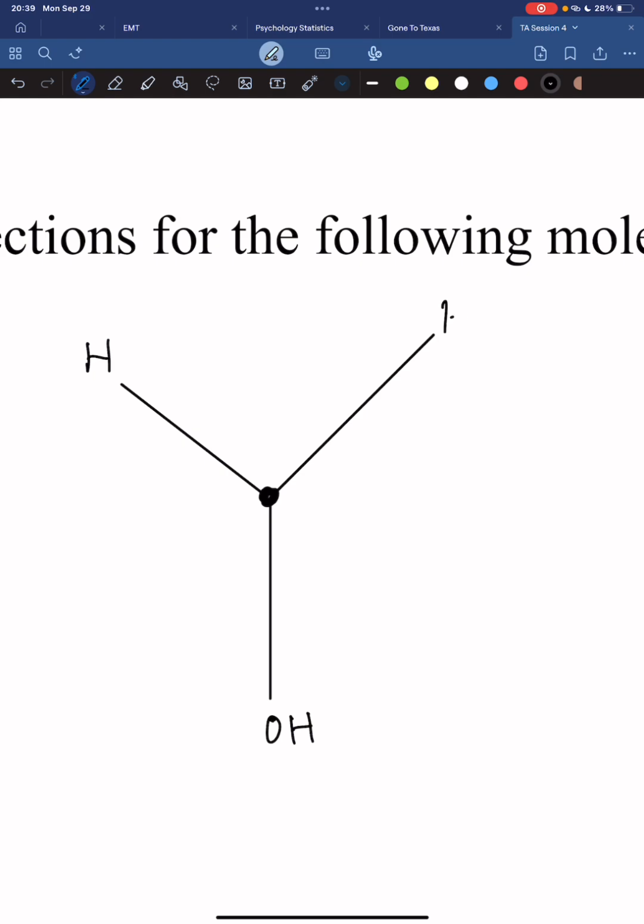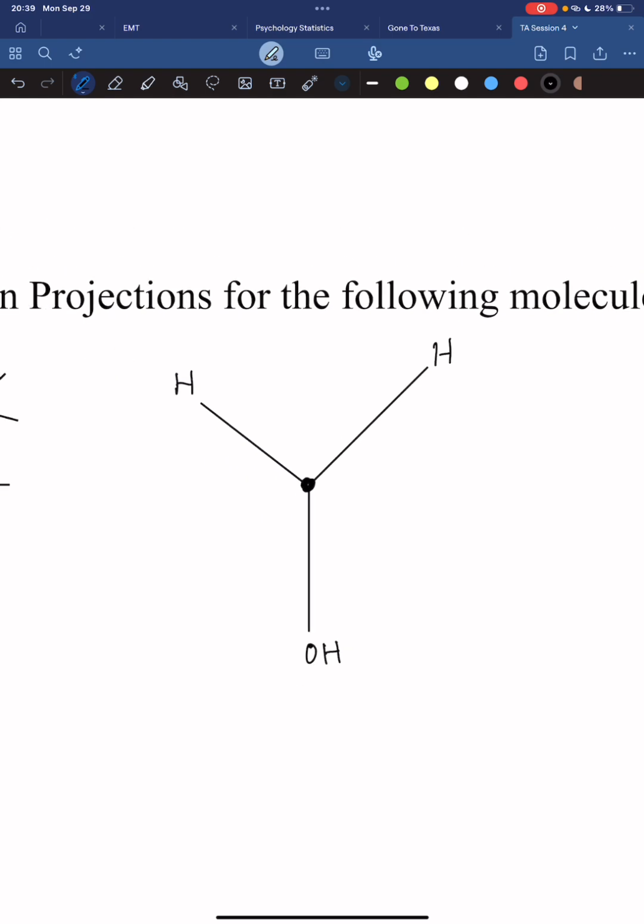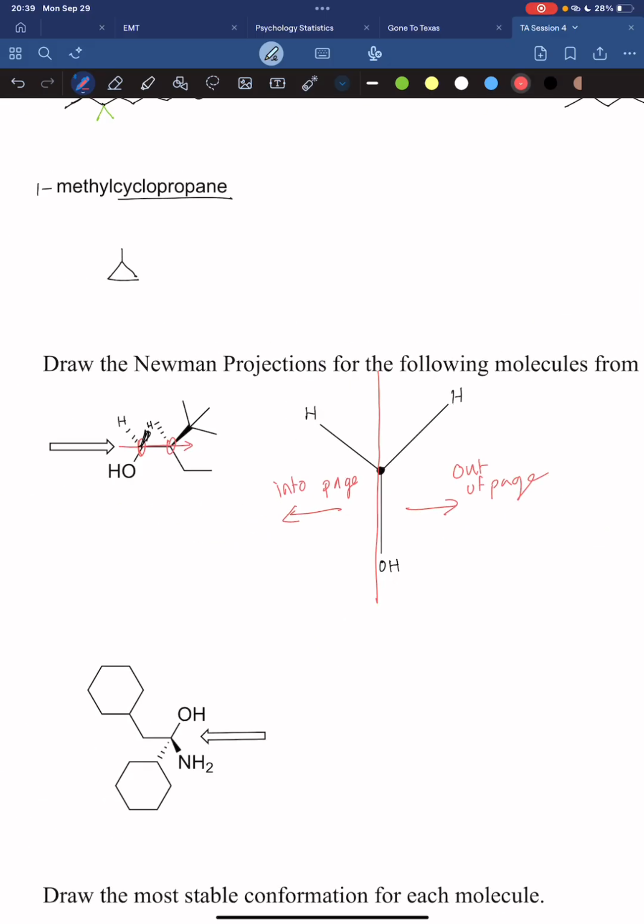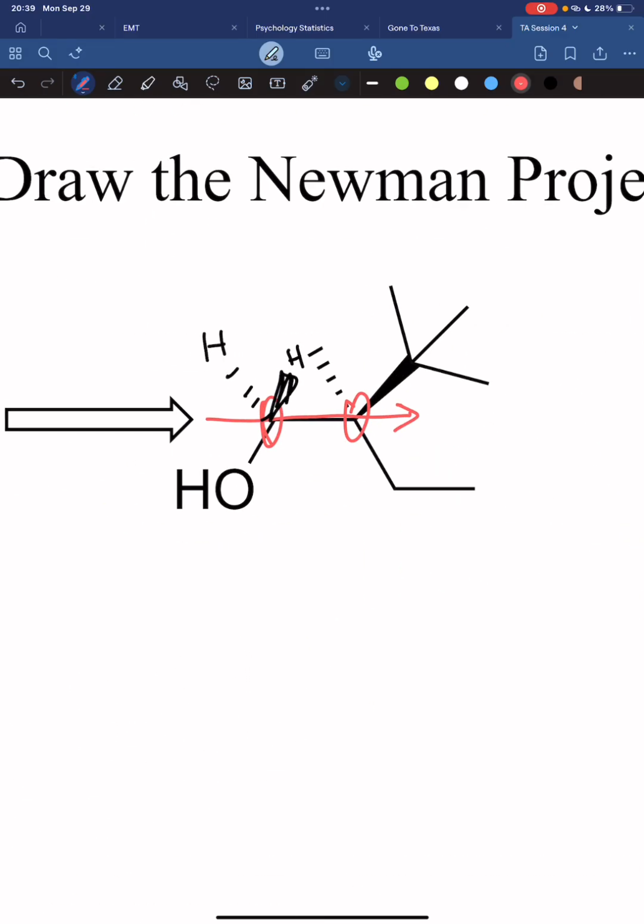So one thing to keep note, if you get confused, this part is out of the page, and this is into the page. Because if we look at this, if we're looking down the bond, this would be on our right side and this would be on our left side.